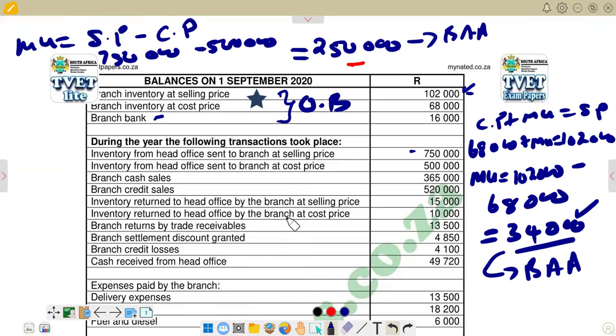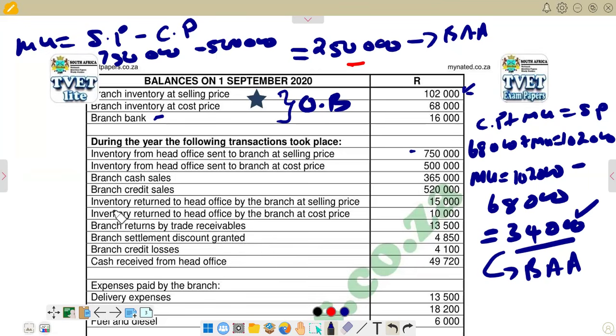So remember, we said whenever there's a movement of inventory, either from head office to branch or branch to the head office, we are supposed to find out about the selling price. Then we make the double entry affecting the branch inventory and the inventory to branch. Then we find out about the markup, whereby we are going to enter again in the branch adjustment account and then the inventory to branch.